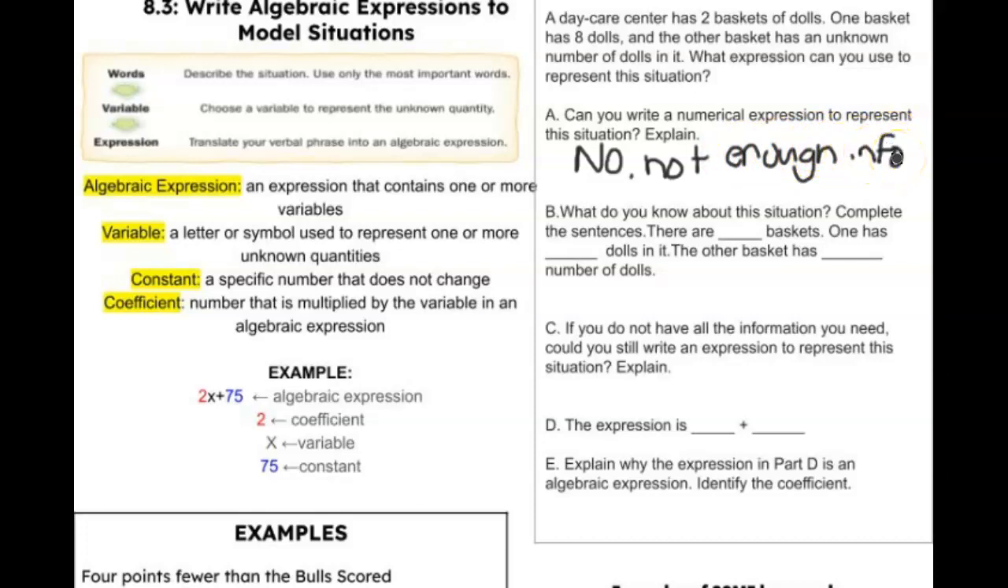What do you know about the situation? Complete the sentences. There are 2 baskets. One has 8 dolls in it. The other has blank number of dolls. An unknown. We don't know how much is in the other one. It does say unknown right up here in the paragraph. C, if you do not have all the information you need, could you still write an expression to represent the situation? Yes, we can. I can use a letter to help.